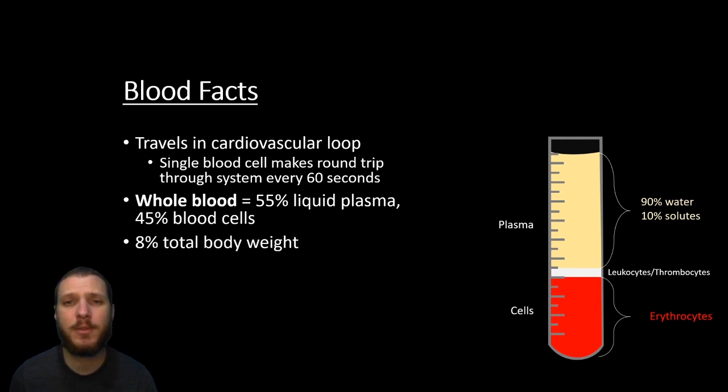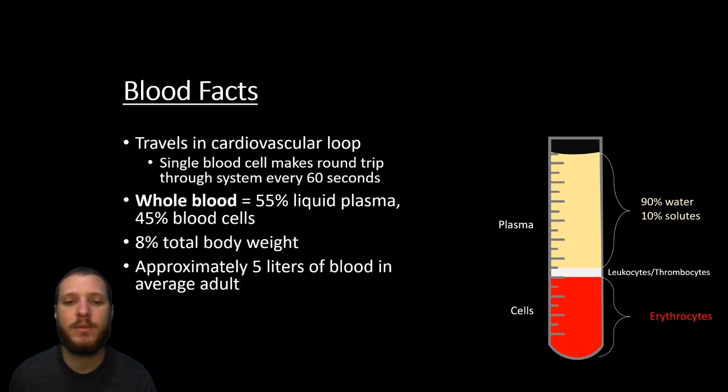It'll make up about 8% of our total body weight and approximately 5 liters of blood in the average adult. So when we say it's dangerous to lose too much blood, this is about how much we have in us. And if you remember, it's going to be classified as a liquid connective tissue.